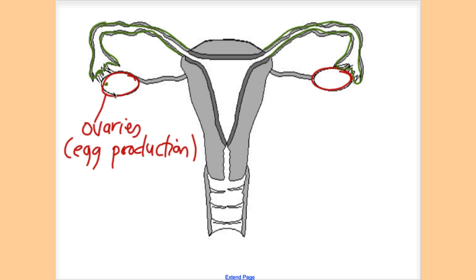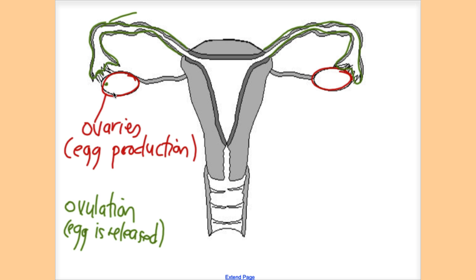And I'm going to write that right on the bottom here. O-V-U-L-A-T-I-O-N. Ovulation is basically when the egg is released. So the egg is released from the ovaries, and it goes straight into the fallopian tube. Fallopian tube spells F-A-L-L-O-P-I-A-N, fallopian tube. And another word for fallopian tube is oviduct.